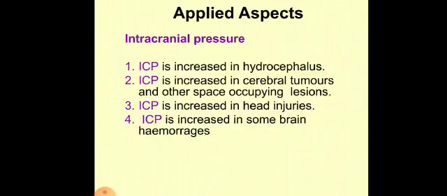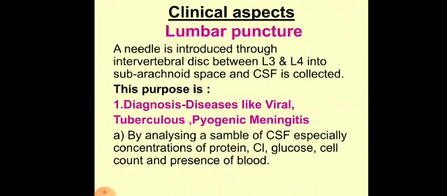Now the applied aspect continues. The first most important one was hydrocephalus, where we discussed internal hydrocephalus and external hydrocephalus. You need to exactly know what the differences are. Now let's see its relation to the intracranial pressure. Intracranial pressure is normally increased in hydrocephalus. The intracranial pressure is increased in cerebral tumors and other space occupying lesions. ICP is increased in brain injuries, and it's also increased in some types of brain hemorrhages.